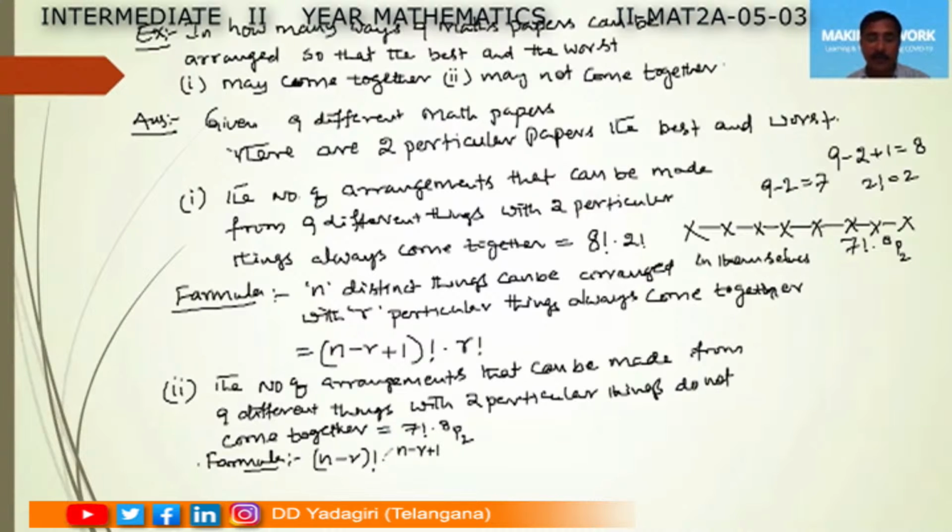Now in these n minus r plus 1 blanks, those particular r elements can be arranged in (n minus r plus 1)Pr ways. So this is the formula to make the arrangements when the particular things do not come together. And this is the formula in general to make the arrangements when the particular things come together. So this is a very important concept, with the condition such that some particular things always come together and some particular things always do not come together. Okay.